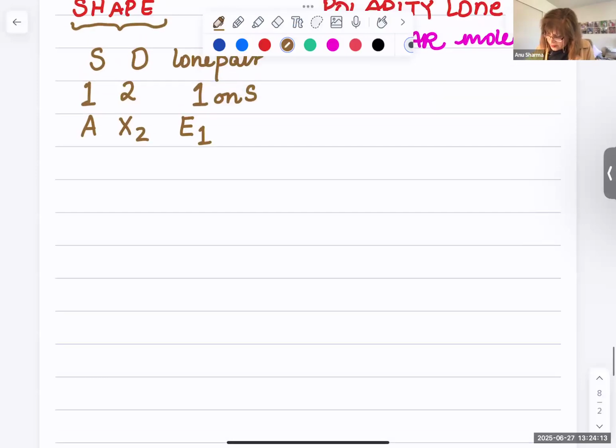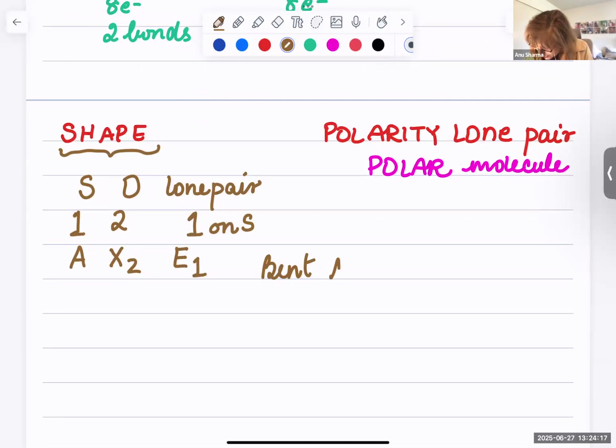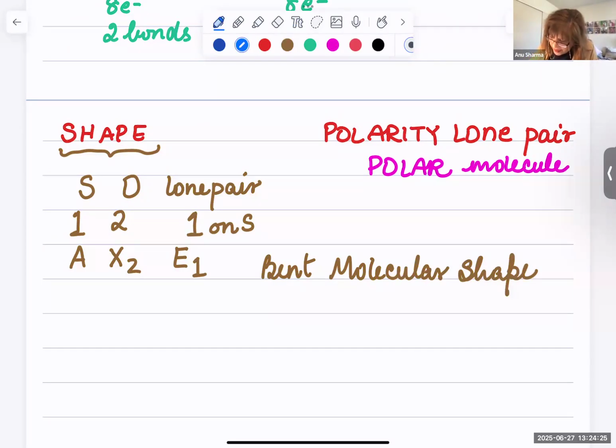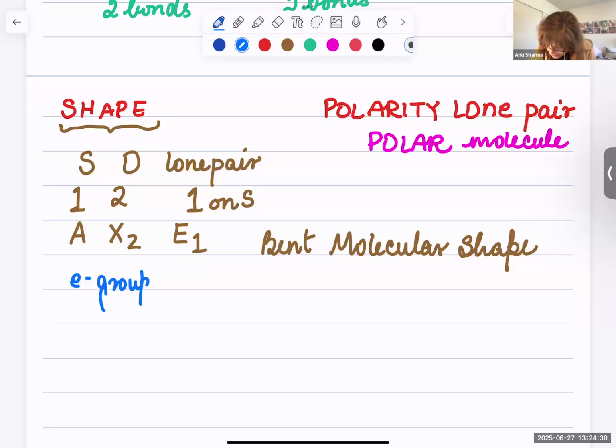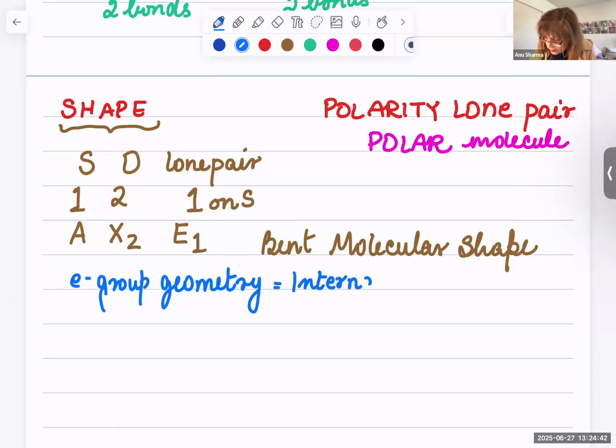So here, bent molecule shape. But remember, as I explained, electron group geometry is like internal, when you go inside the molecule, but molecular geometry is outside, external. So from outside it looks bent, but internally it's different. Internally, what did we look at? It was trigonal planar, AX2E1, trigonal planar.